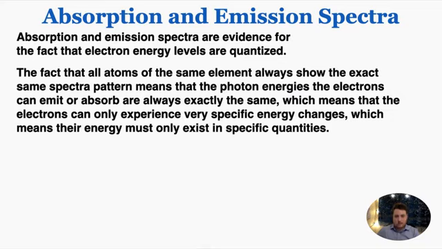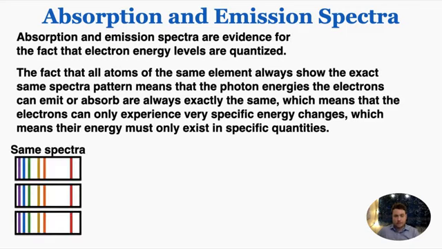What does matter is that the one thing that would not happen if energy levels weren't quantized is the exact same absorption and emission lines showing up for every single atom of the same element. The fact that all atoms of the same element always show the exact same spectra pattern means that the photon energies the electrons can emit or absorb are always exactly the same. Because if it's always the same wavelength that's absorbed, it's always the same photon energy that's absorbed. And this means that the electrons can only experience very specific energy changes, which means their energy must only exist in specific quantities and cannot exist between those quantities.